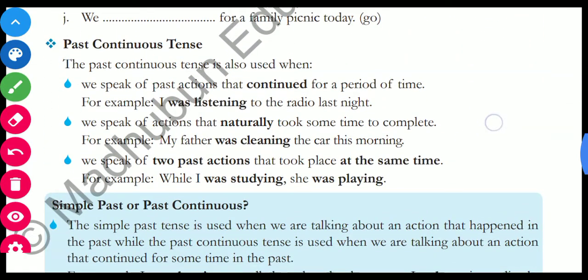Now come to past continuous tense. What happens in past continuous tense is that, like I already said, in continuous tenses, whether it is past tense, present tense or future continuous, doesn't matter, the verb is always in its ing form. Verb is always in its ing form.